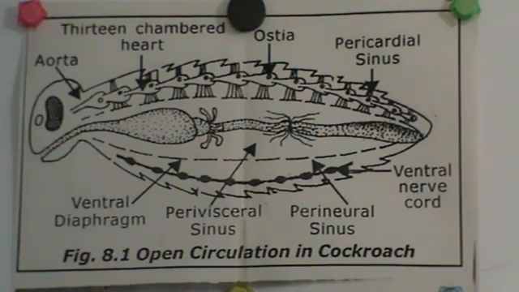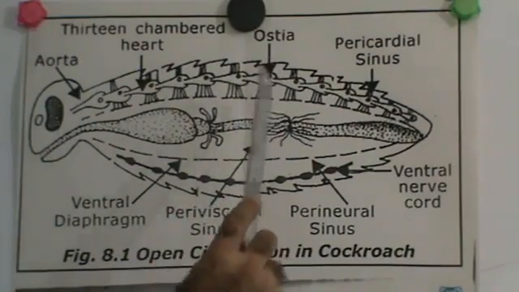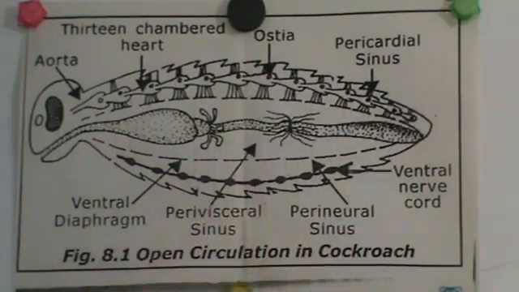Contraction and relaxation of the heart and the 12 pairs of muscles, here you have these muscles that are holding this, are called alary muscles, and they regulate the circulation of the hemolymph. The contraction of alary muscles forces hemolymph from the sinuses to enter the heart through ostia. And when the heart contracts, hemolymph passes into the anterior aorta. So that's how circulation takes place in cockroach.